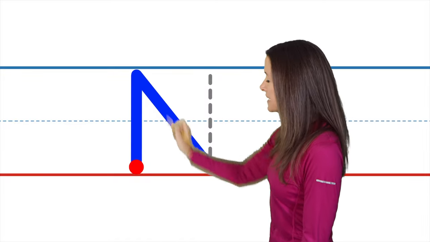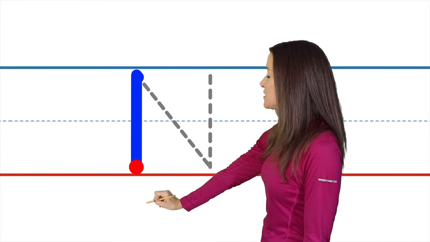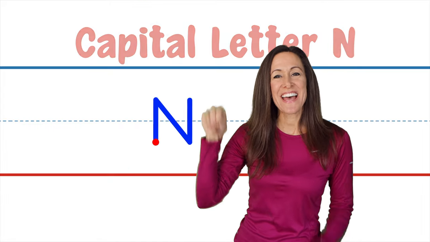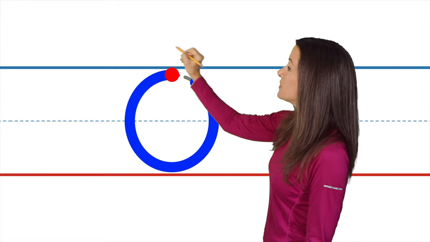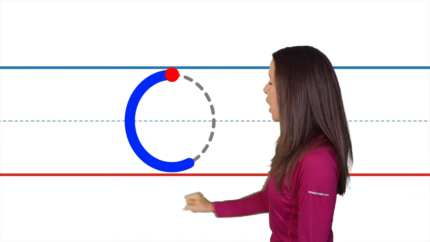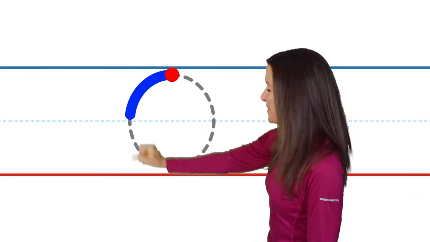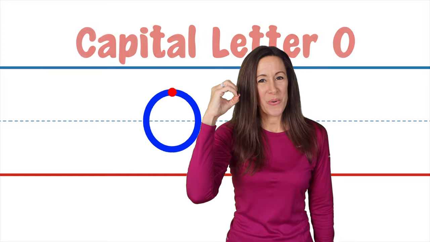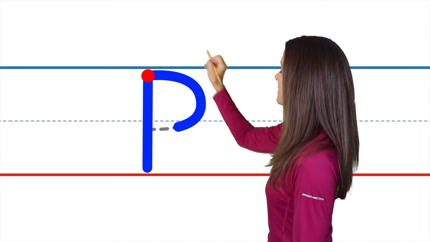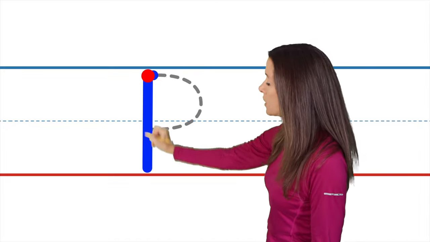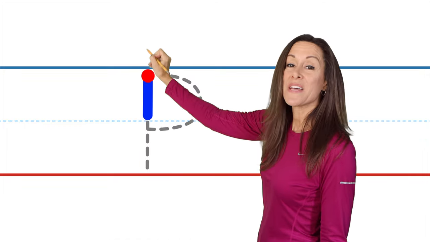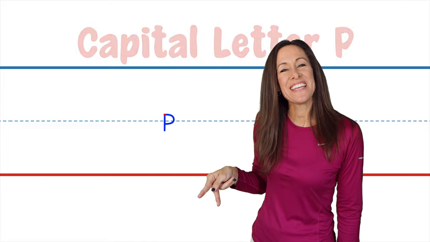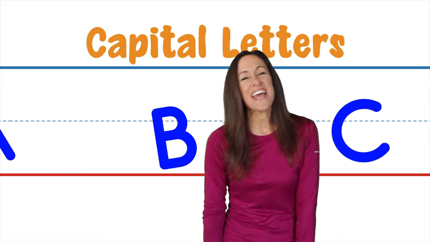N with the tall line, slant right, then up. Capital letters.